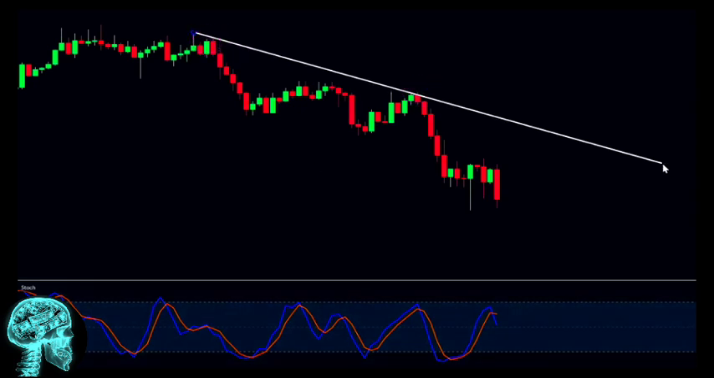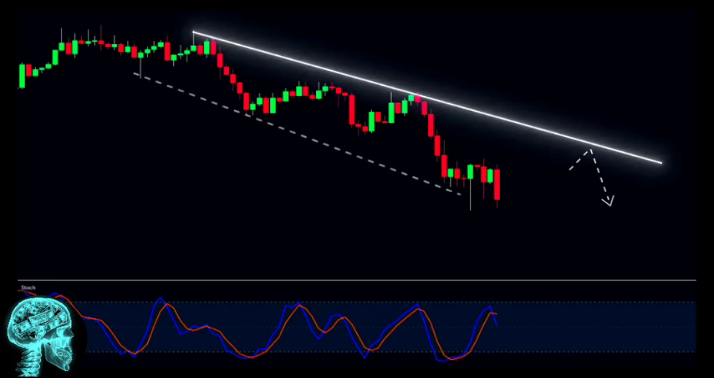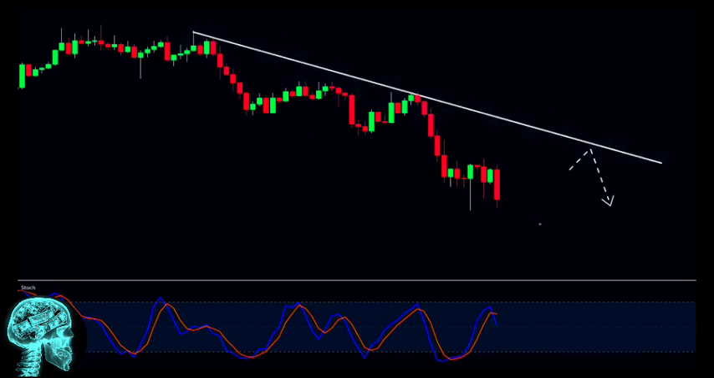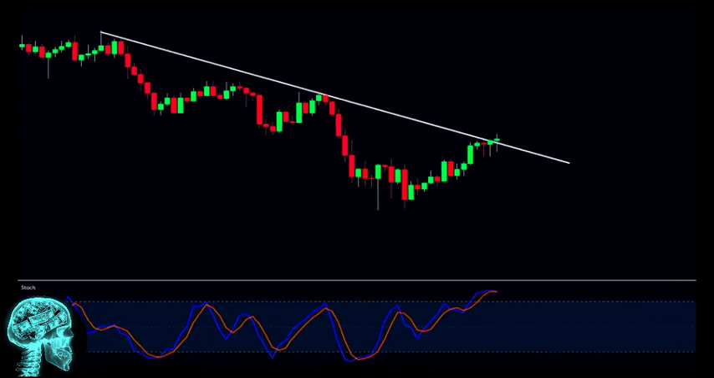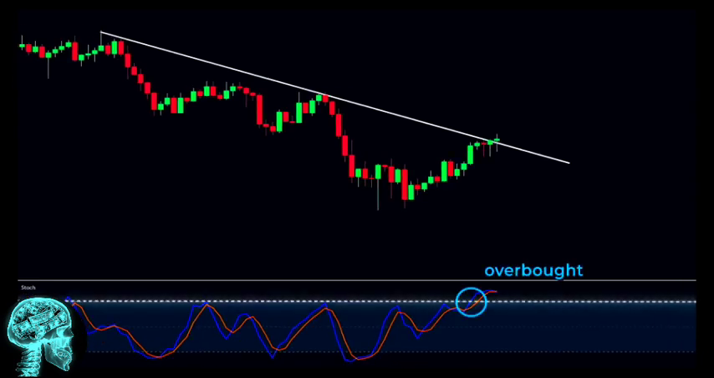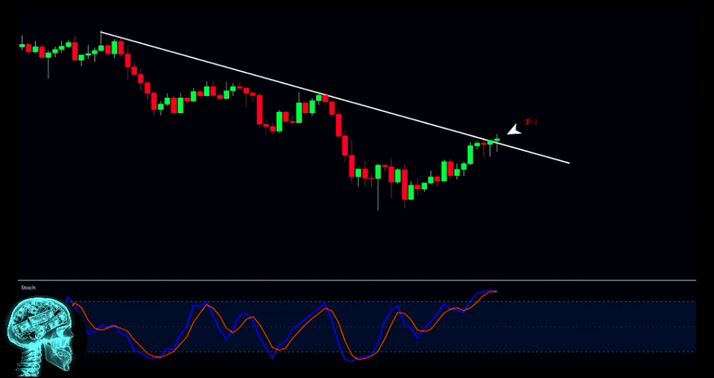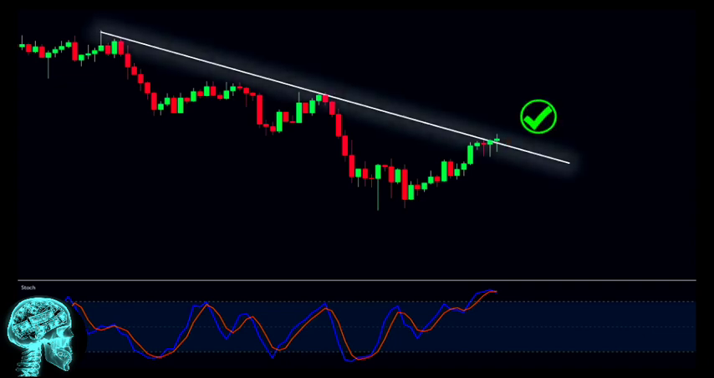Now, since the overall trend is heading down, the setup we're looking for is price bouncing off this trend line to the downside. That's why we only draw the trend line above and didn't need to draw the one below. Next, we wait for price to approach the trend line while the stochastic crosses the overbought line. Now in this example, notice that the price didn't touch the trend line perfectly and instead slightly broke above it. However, this still counts as a valid setup because it's still within the trend line zone.